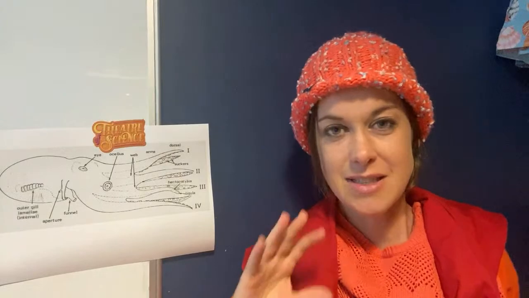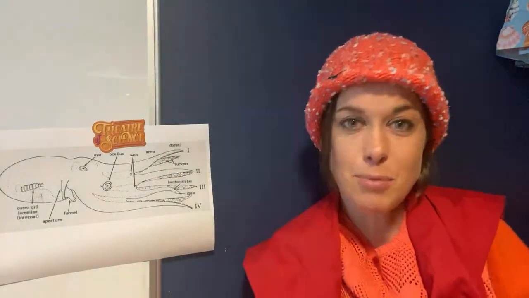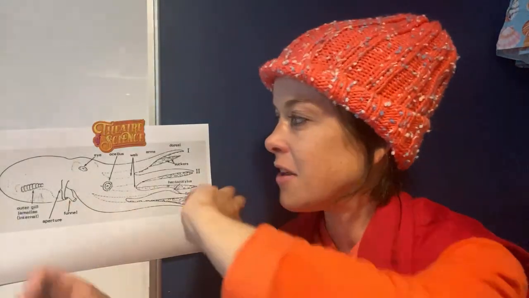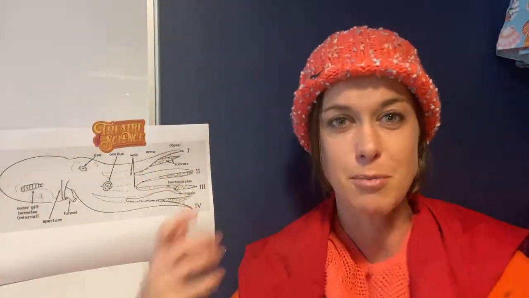They've got three hearts because the copper system is not as efficient. It's not as good at getting blood around the body as the iron system, which we've got. So they need three hearts to pump the blood around their bodies.